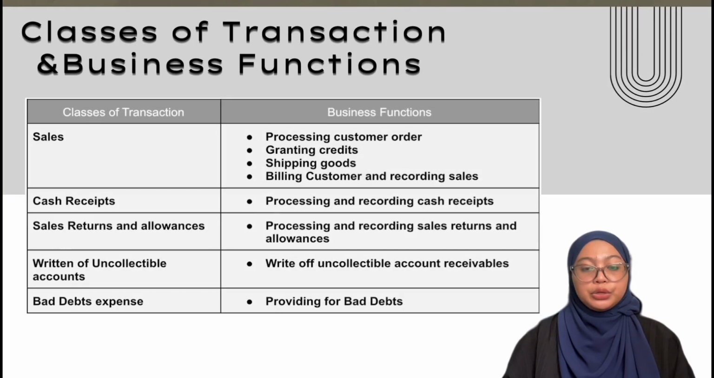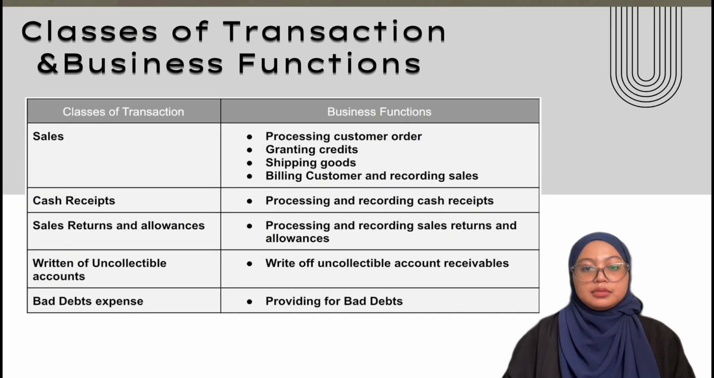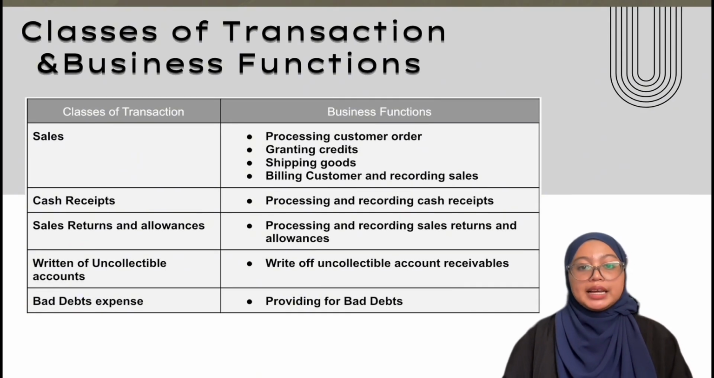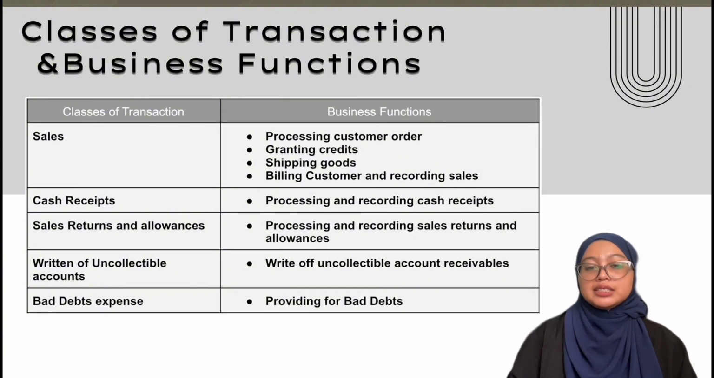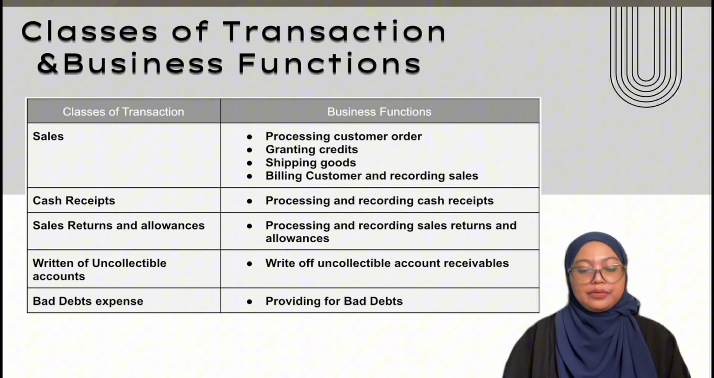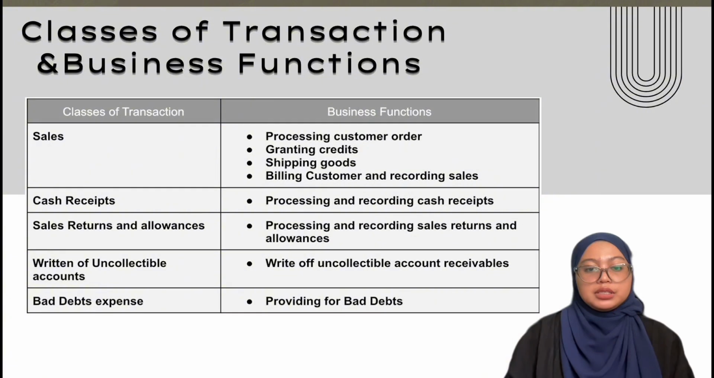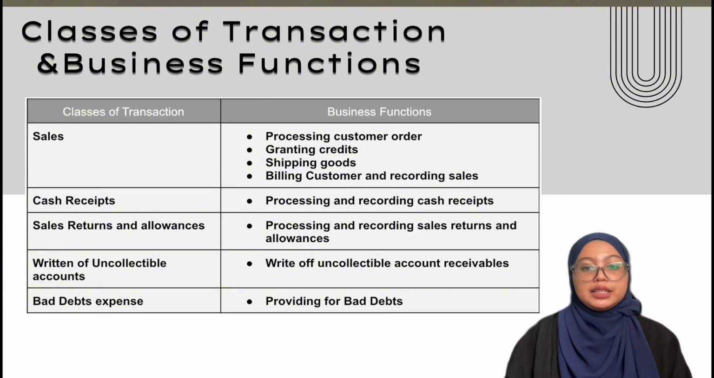Now, let's continue to classes of transactions and business functions. First is sales. The function of sales is processing customer orders, granting credit, shipping goods, billing customers, and recording sales. Second, cash receipt. The function of cash receipt is processing and recording cash receipts. Third, sales return and allowance. The function of sales return and allowance is processing and recording sales returns and allowances.